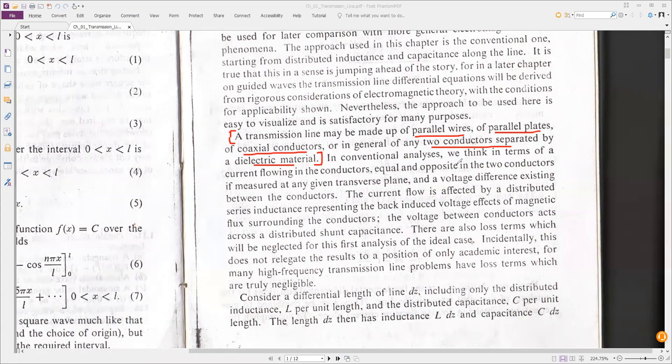Okay, so if I ask you, can you give me some examples of transmission lines? Then you can say these are the transmission lines: parallel wires, parallel plates, coaxial conductors, or in general any two conductors separated by a dielectric material. These are the transmission lines.